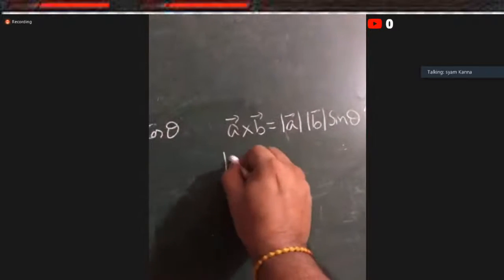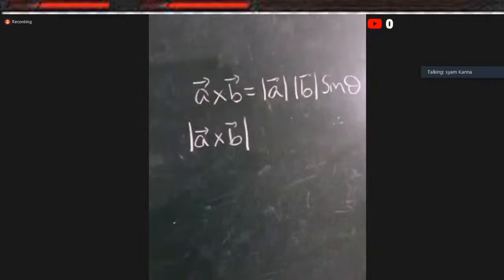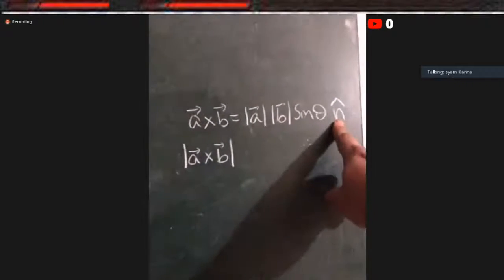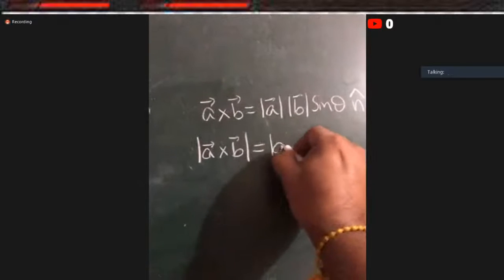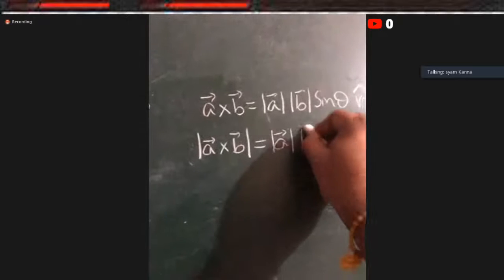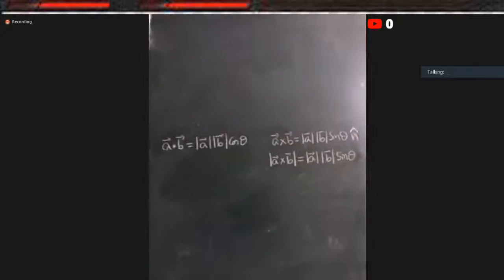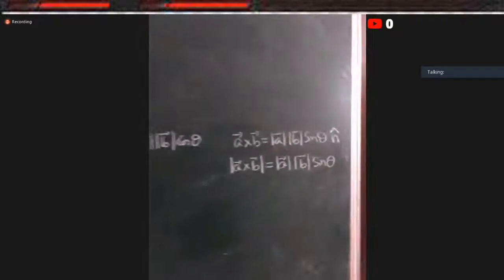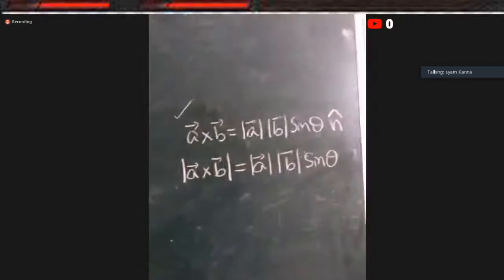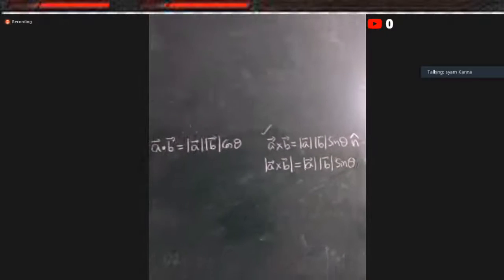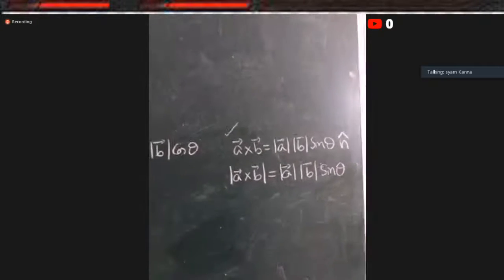What is modulus of A bar cross B bar? I don't want direction. I want only magnitude. Means n cap, no need of writing because its length is 1. Throw it in dustbin. So, what are the remaining things? Modulus of A bar into modulus of B bar into sin theta. This formula generally we may not be using it. This formula we will use. Magnitude wise we will use it. So A bar dot B bar formula contains cos theta. Modulus of A bar cross B bar contains sin theta.